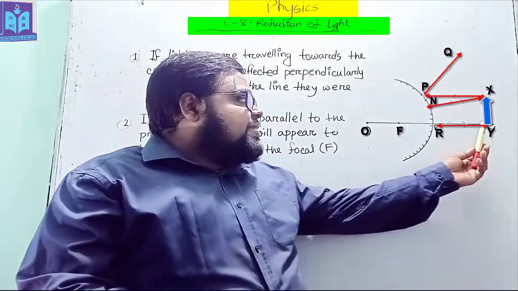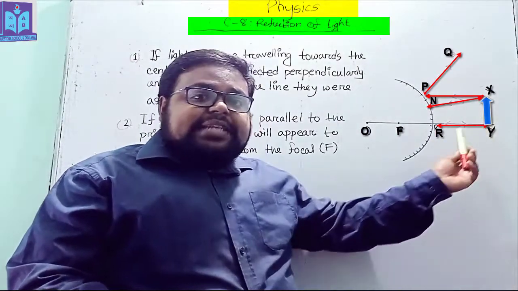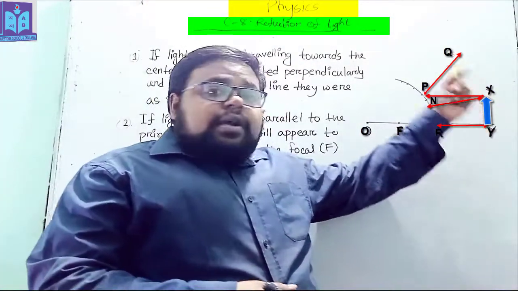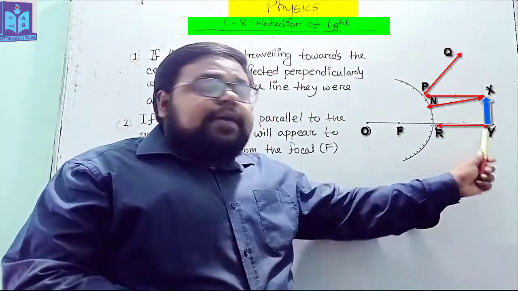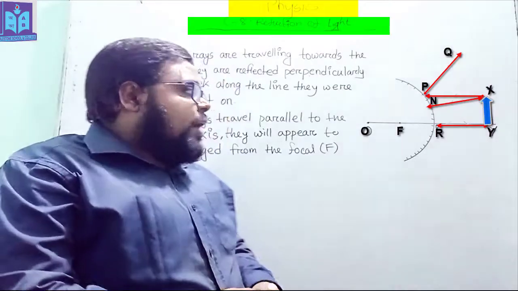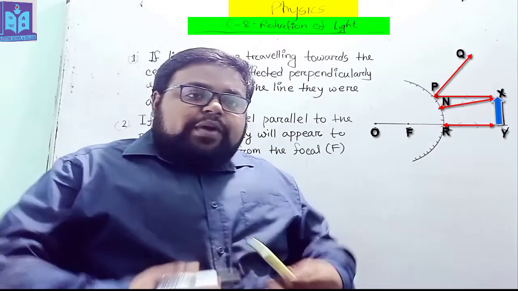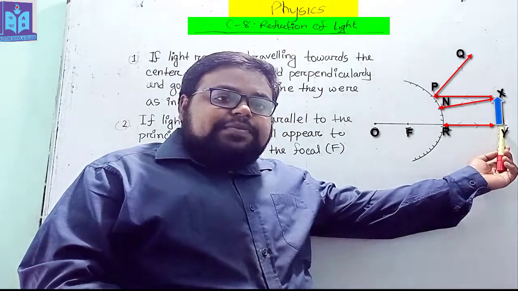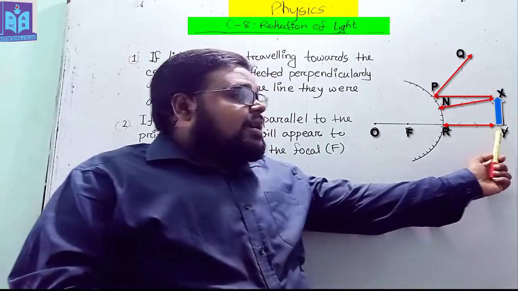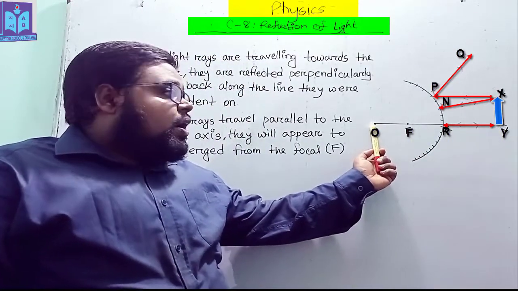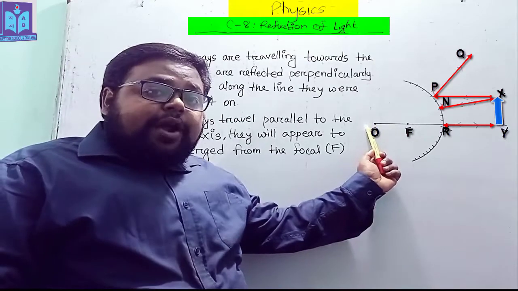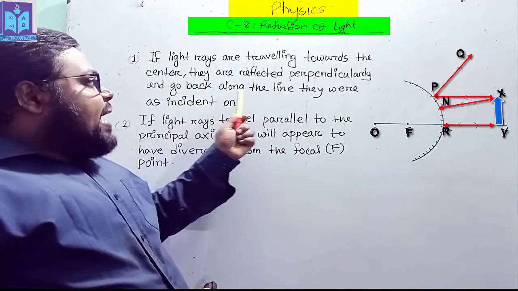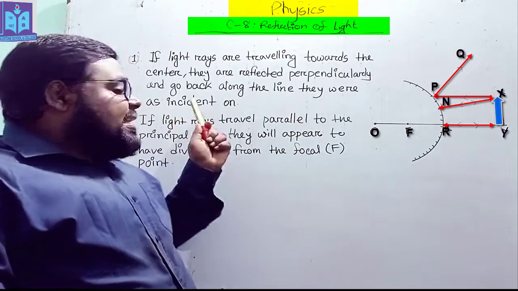Dear student, here you can see that an object XY is kept in front of this mirror. X is the upper side of this object and Y is the bottom side of this object. At first, when the light ray is traveling from the bottom side of the object, that means from the Y point towards the center of this mirror, that means towards the O point, according to the second law, the reflected ray will go back along the line they were incident on.